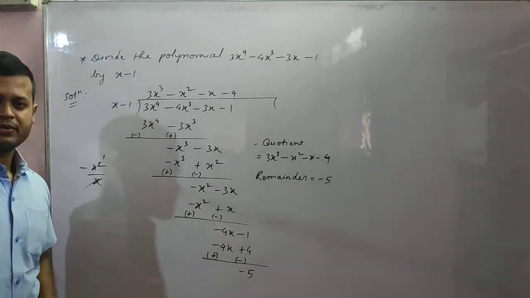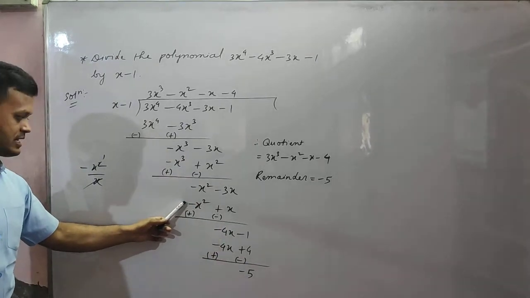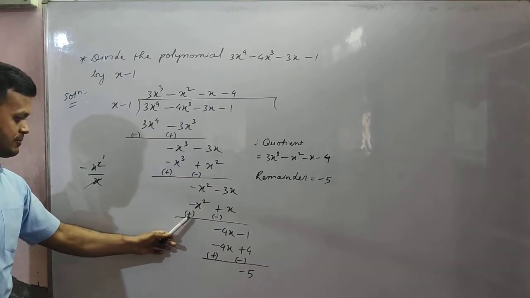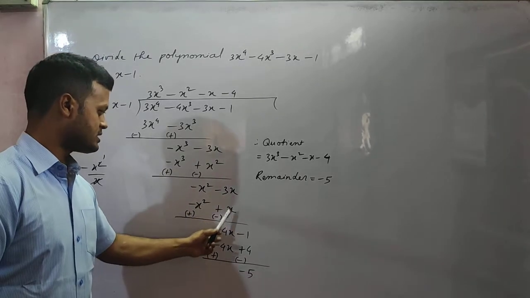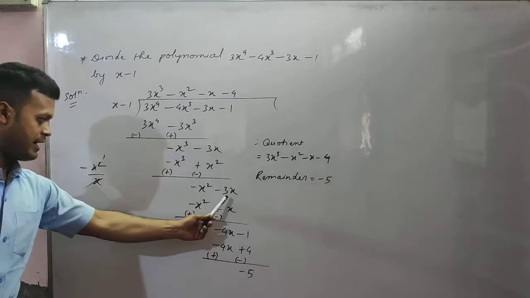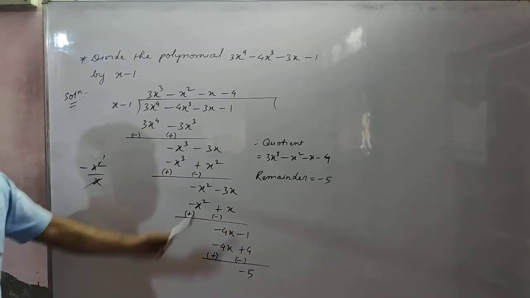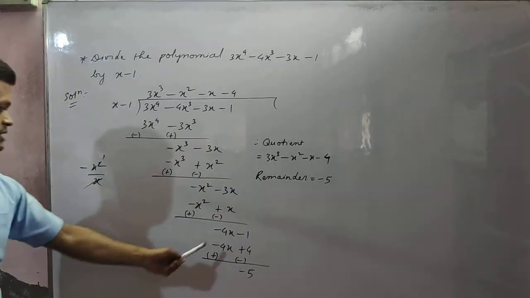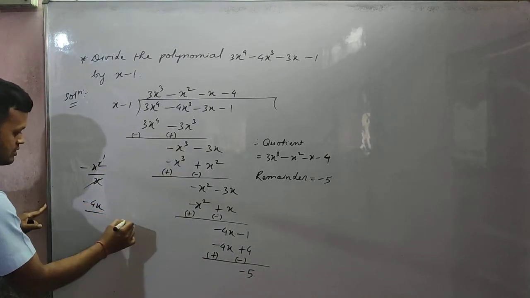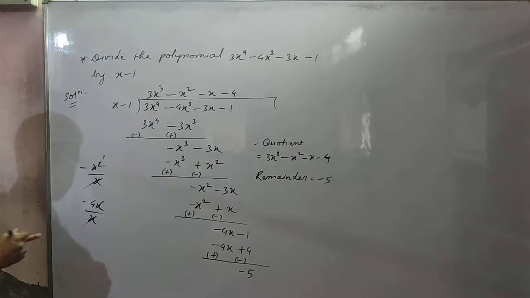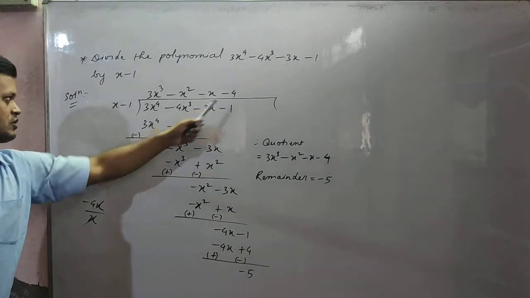Put here minus sign. See, here minus sign was there, I put here plus sign. Here plus was there, I have put minus sign. These two are cancelled. So minus 3x minus x. Students, minus 3x minus x will become minus 4x. This minus 1 will come here. In minus 4x, x will go how many times? Minus 4x, you divide by x. How many times? Minus 4 times. So write here minus 4.